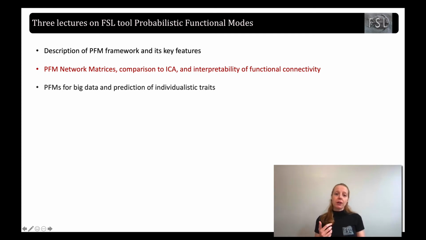And so in this talk, I'm going to refer to networks, components, and modes a little bit interchangeably. These terms all conceptually represent large-scale patterns of co-activations or resting state networks in the brain. The term networks is a more generic term. The term components comes from independent components analysis, where the outcomes are described as components. And the term modes comes from probabilistic functional modes, where we describe the outputs as modes.